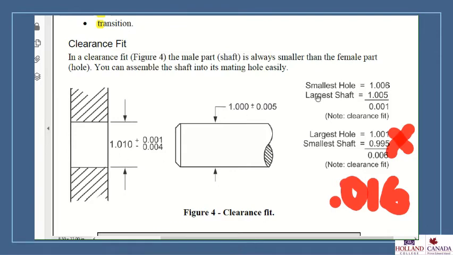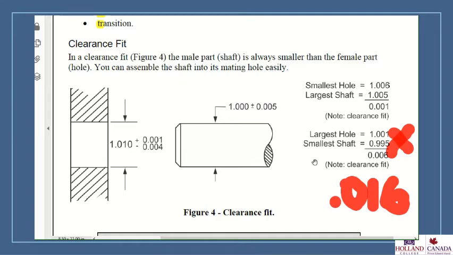The largest the shaft can be is 1.000 plus 0.005. So the largest the shaft can be is 1.005. So that shaft is always going to be smaller than the smallest hole. So we have a clearance fit.